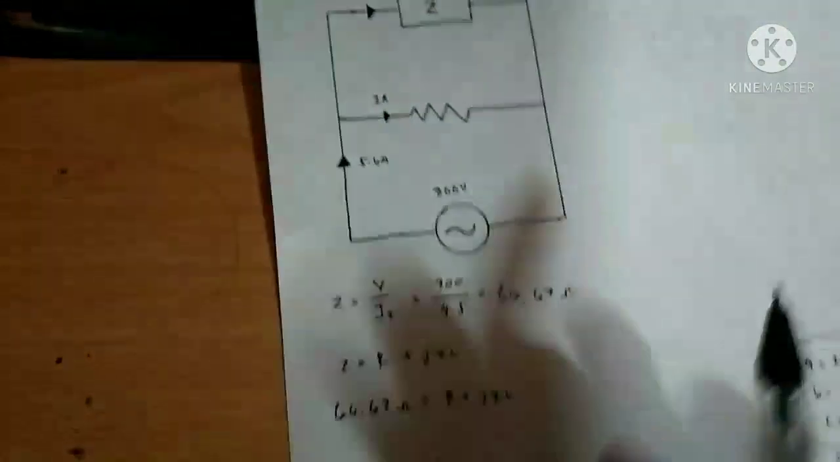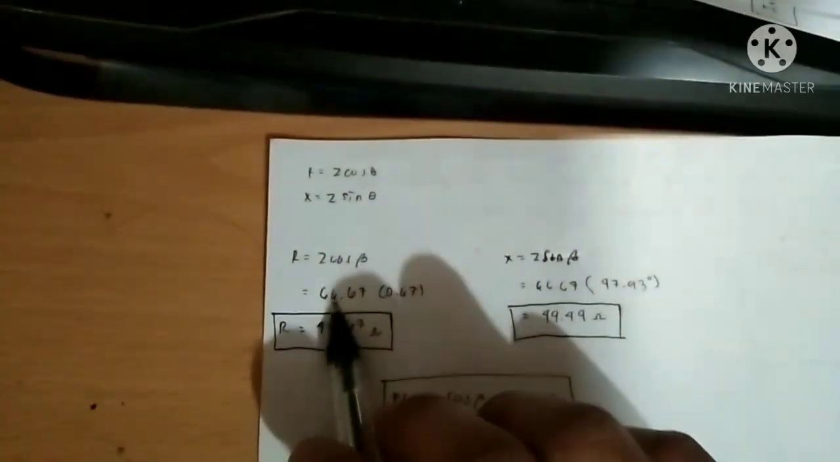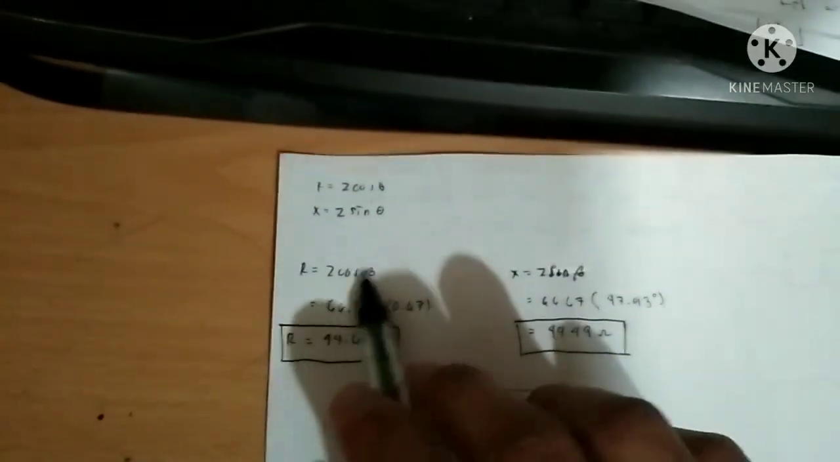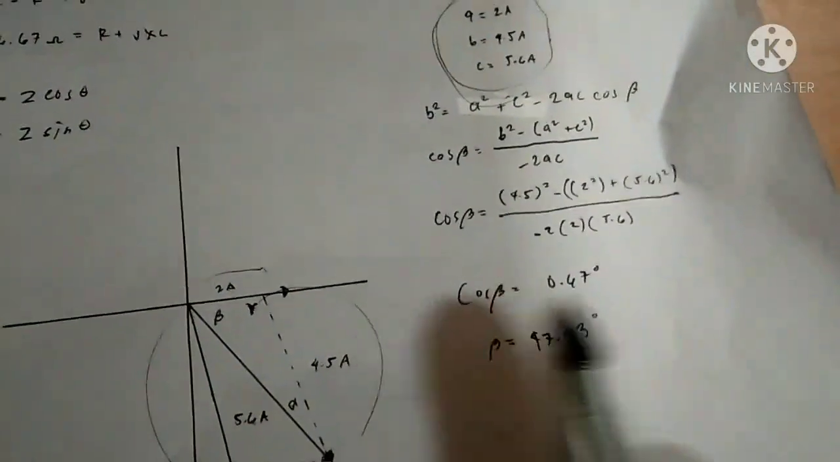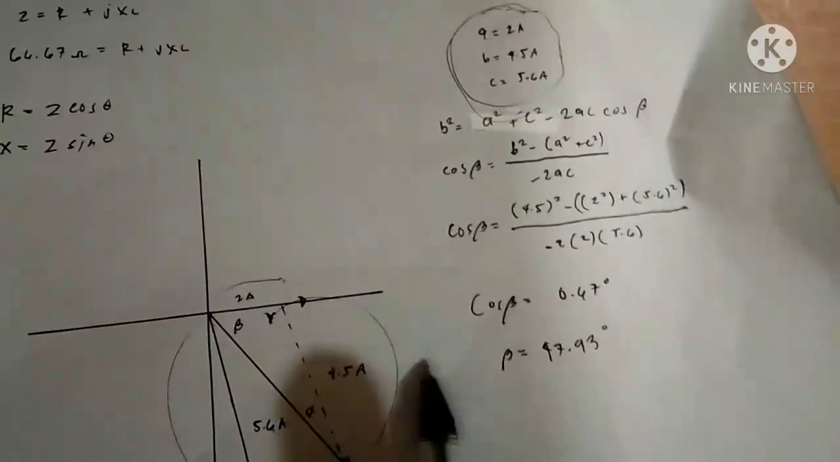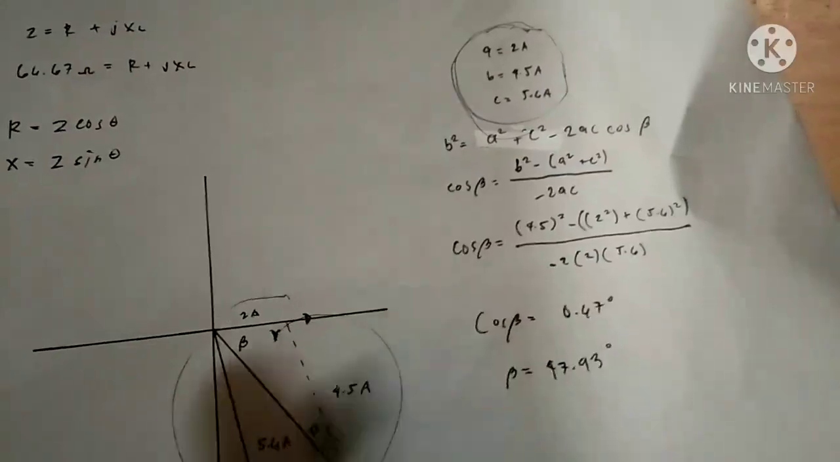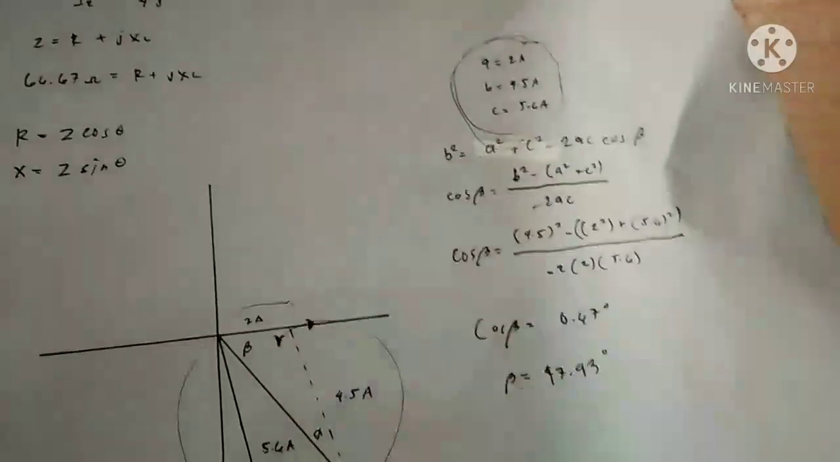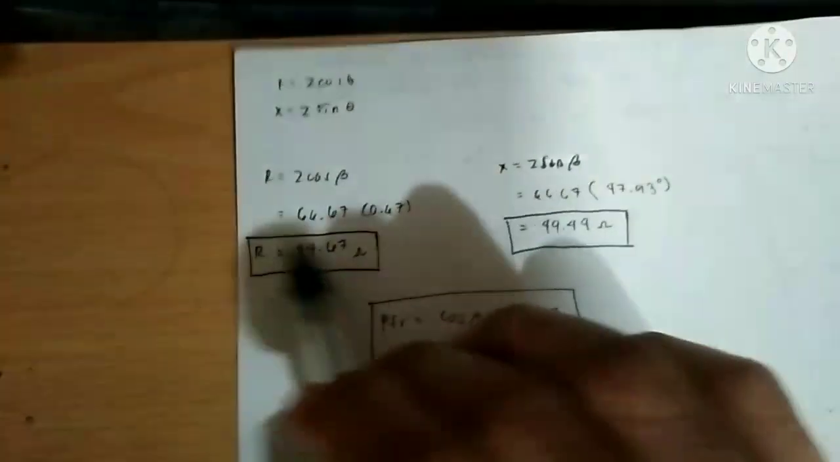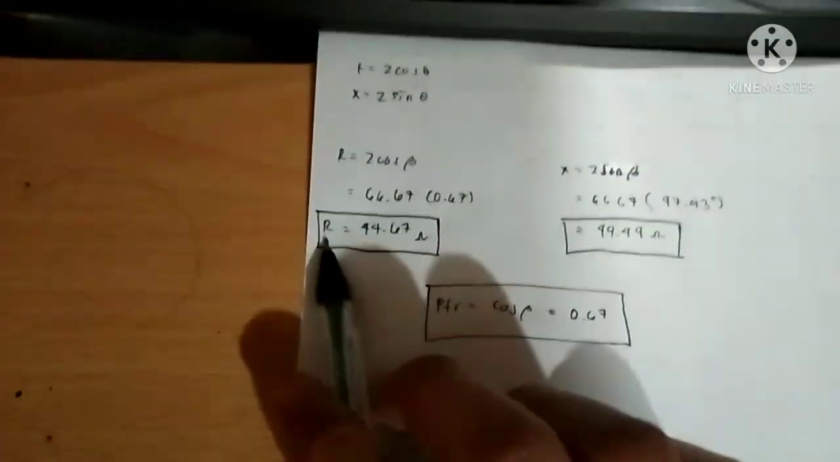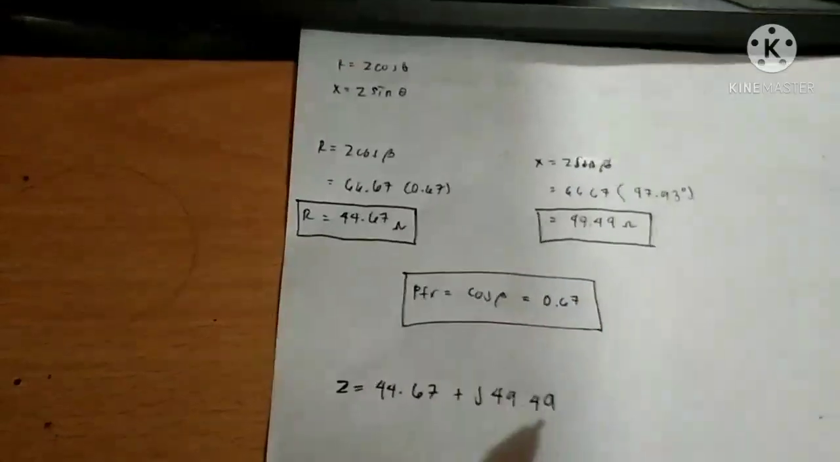This is the 66.67. So we have to substitute that 66.67 times cos beta, which is equivalent to 0.67 here. I just placed the number to save time. So if you calculate that using your calculator, it will equate to R is equivalent to 44.67 ohms.